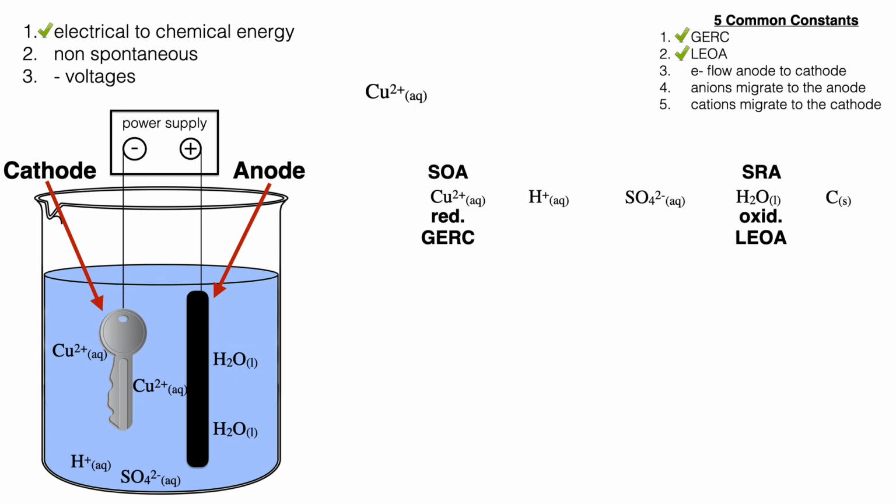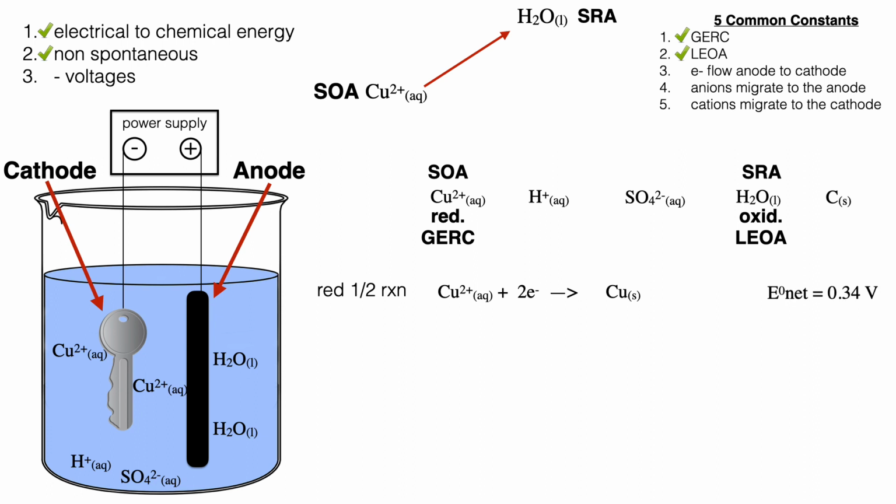Okay, so on the chart it looks like this, and you can tell just by looking at that the OA is below the RA, so this is non-spontaneous. All right, now I'm going to do my reduction half reaction. Okay, so I've got my copper 2 plus 2 electrons goes to copper solid. I write down my voltage, so I just copy all of that right off the chart.